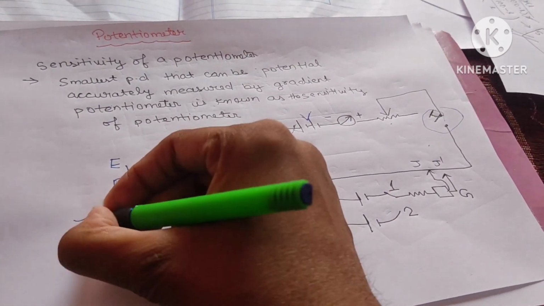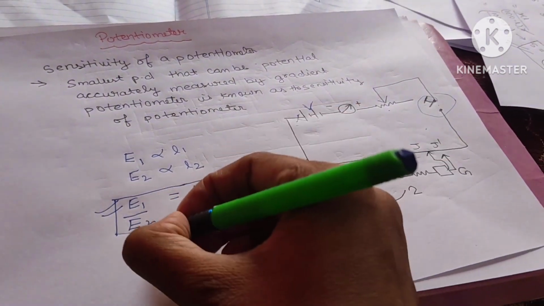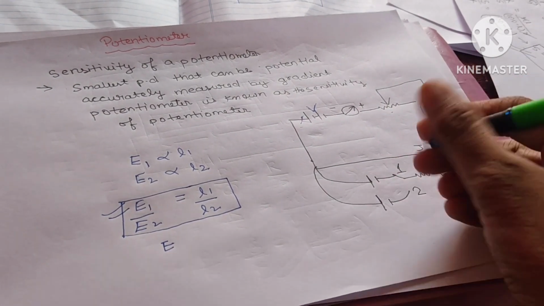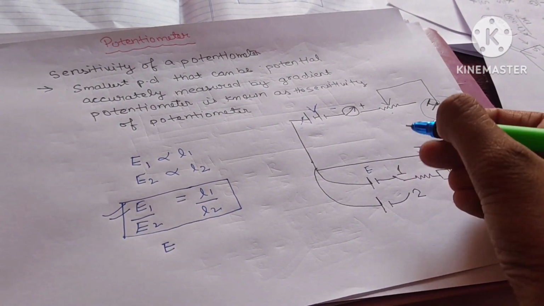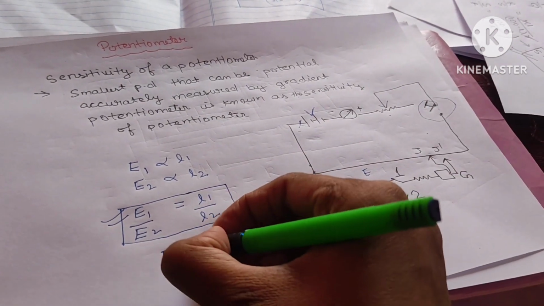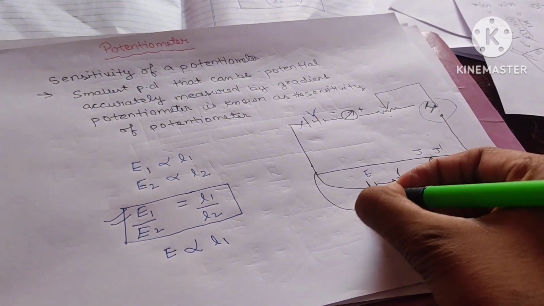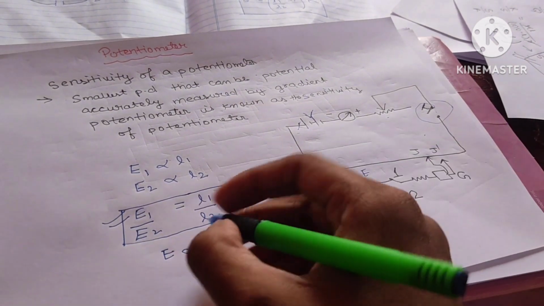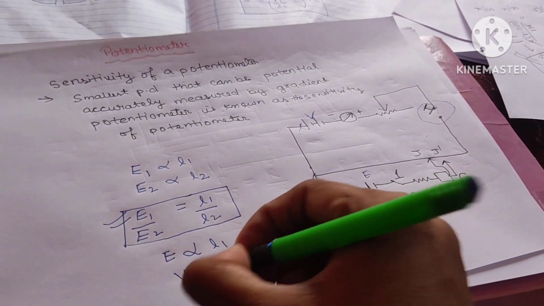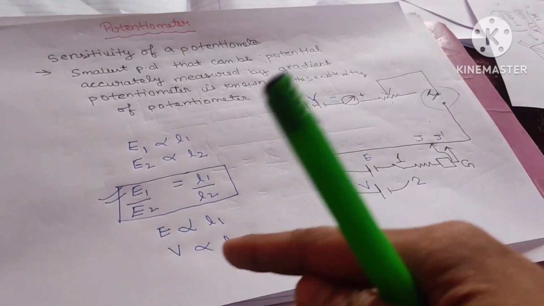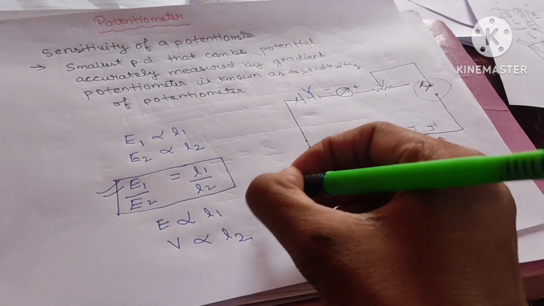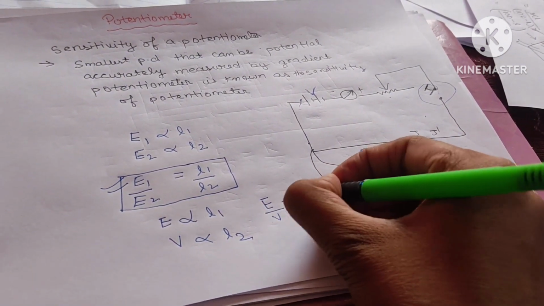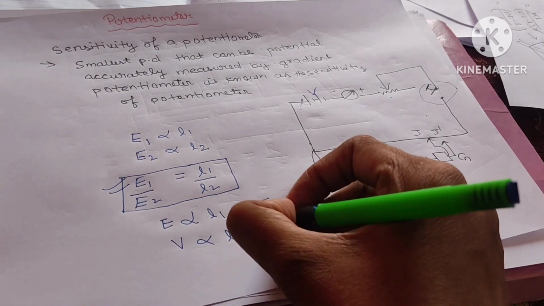This is the first formula we get. Also, we can know from this image that if there is an EMF E, which is proportional to L1, and here the potential difference is proportional to its length, so it will be V1. Now divide both, and it will become L1 by L2. This is the second formula.